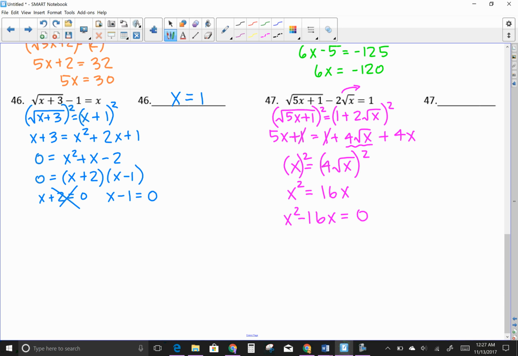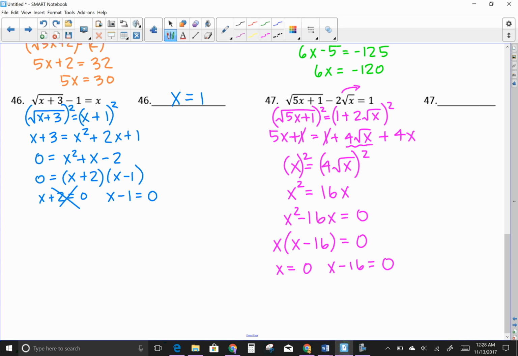Now, if I didn't have an x there, then I'd take the square root of both sides and say x equals plus or minus 4. However, I do have an x in it, so that's a common factor. So I take that out, and x minus 16. So this tells me x equals 0, or x minus 16 equals 0.